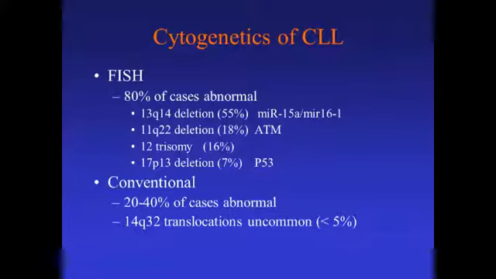And then 11q22 deletions, where ATM, ataxia-telangiectasia mutated, is located. And then trisomy 12 pops up, and then deletions of p53 at 17p13. CLL is interesting in that you don't see a lot of the translocations that you see in other lymphomas that involve chromosome 14, which is the immunoglobulin locus.